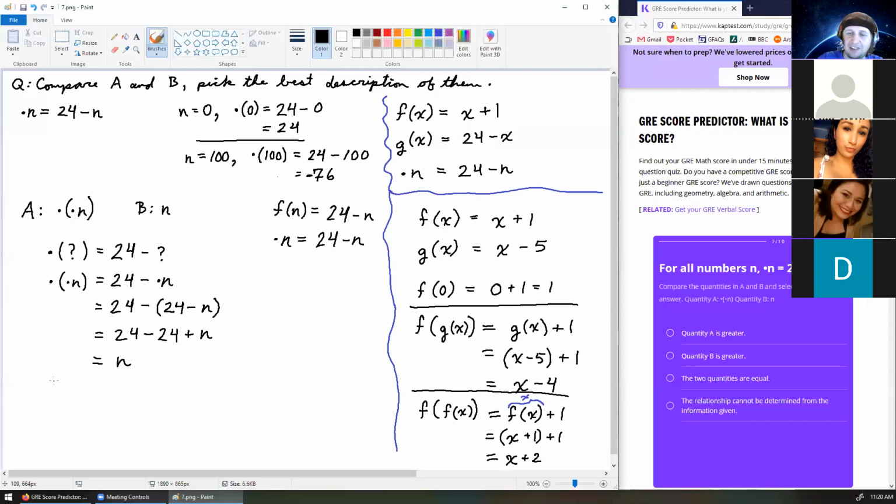Okay, so dot n equals n. So the two quantities are equal. Okay. Does everyone see how this worked out? How this question worked?